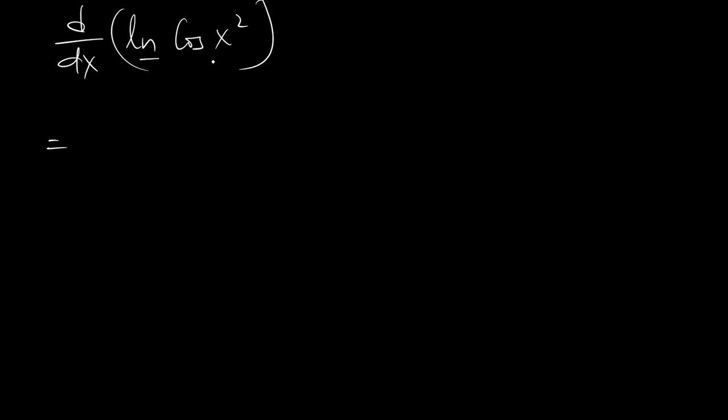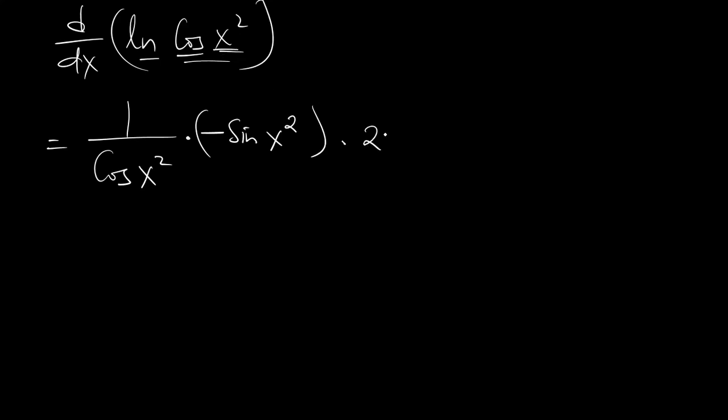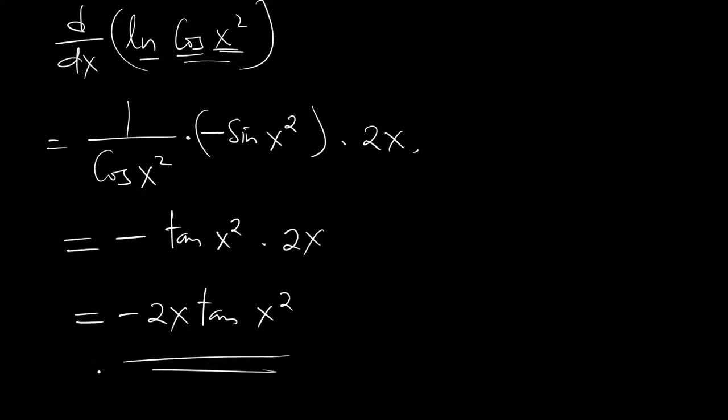Now let's look at the next question. The next question is the derivative of ln cos x squared. Using the chain rule, you do the derivative of ln, leaving this constant, which gives 1 all over cos x squared, times the derivative of cos, which gives minus sine x squared, times the derivative of x squared, which is 2x. So this will give you minus tan x squared times 2x, which is minus 2x tan x squared. This is the final answer.